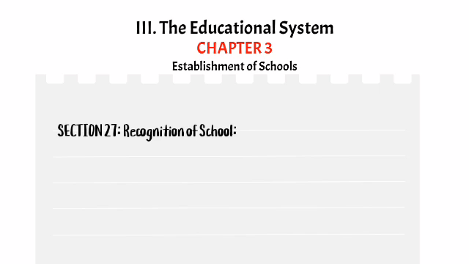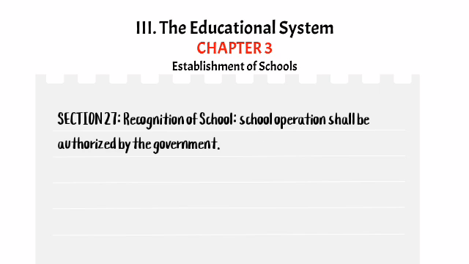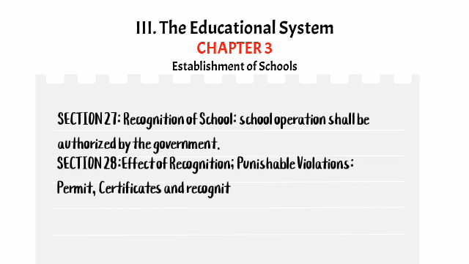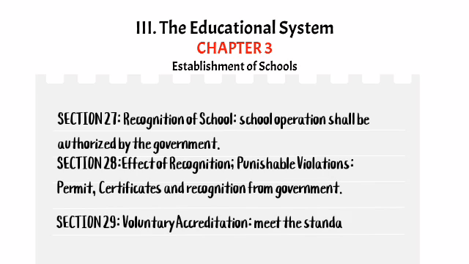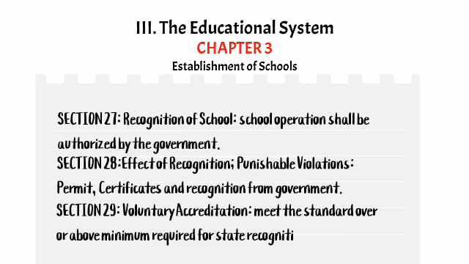Section 27, Recognition of a School. A school operation shall be authorized by the government. All rules and regulations governing recognition shall be implemented by the Department of Education. In Section 28, Effect of Recognition, Punishable Violations, Permit, Certificates, and Recognition from Government. It means that the issuance of Certificate of Recognition means the transformation from temporary to permanent authority to operate. To entitle schools to give the students certificates, titles, and diploma that give benefits and privileges to all graduates. And for Section 29, voluntary accreditation, meet standard over or above the minimum required for state recognition.